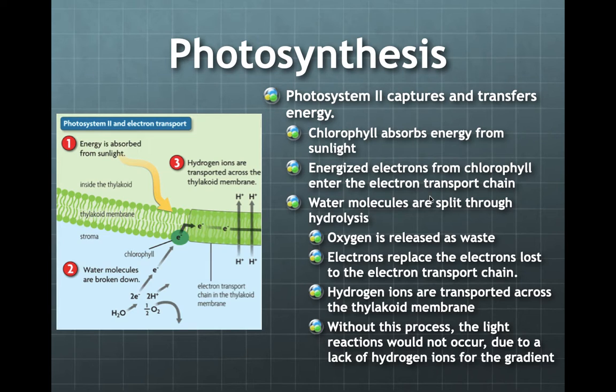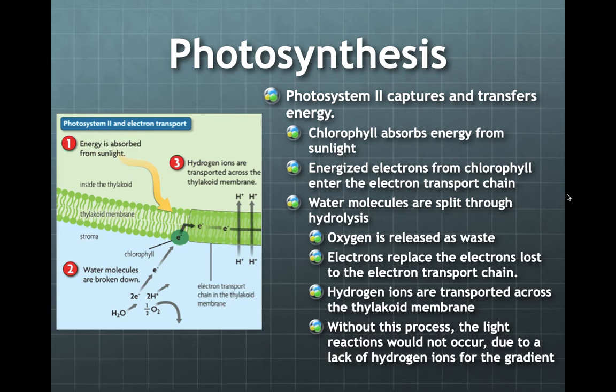So our first photosystem that we're looking at is called photosystem 2, and it's going to happen first. So it's going to capture and transfer energy. Chlorophyll is going to absorb the energy from the sunlight. It's going to energize electrons from the chlorophyll, which is then going to enter into the ETC, or the electron transport chain that we saw in cellular respiration.